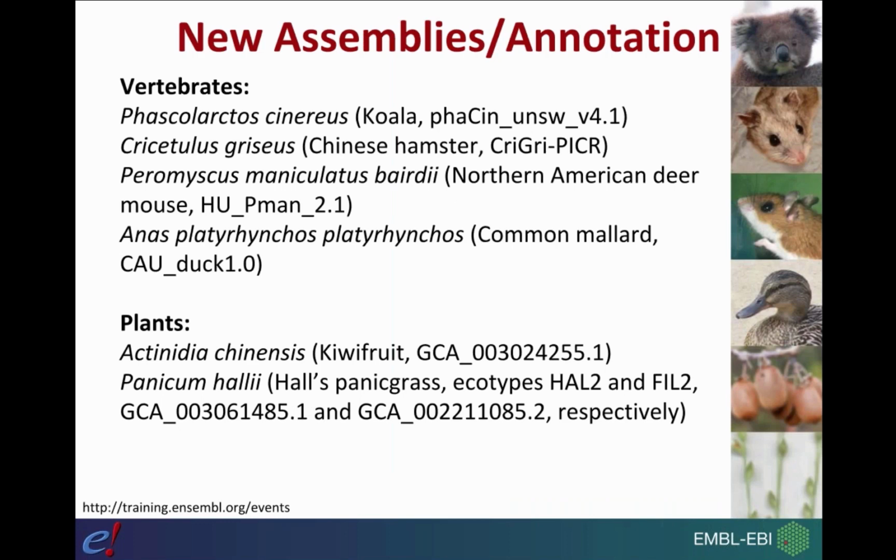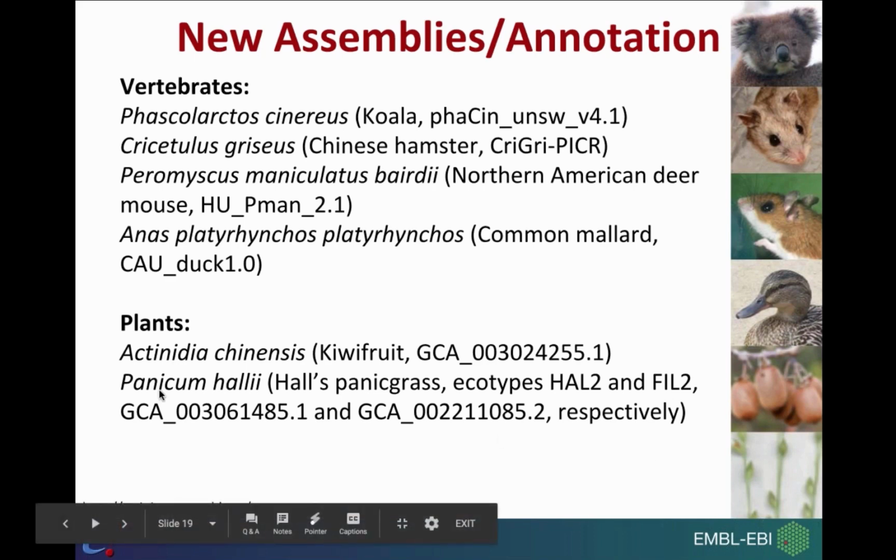In addition to the new genomes, we also have new assemblies and annotation. So for vertebrates, we have the koala, a new koala assembly, a new Chinese hamster assembly, and then one for the North American deer mouse, and for the duck as well. And accordingly, in plants, we have the kiwi fruit and 2 ecotypes of this grass species here.